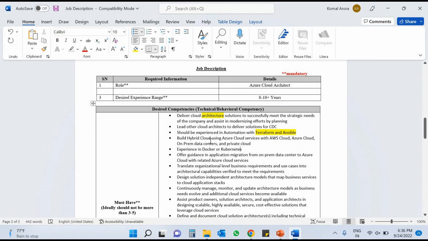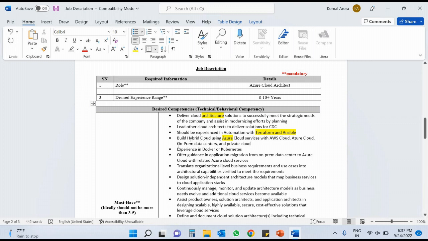Next is build hybrid cloud using Azure Cloud Services with AWS Cloud, Azure Cloud, on-prem data center and private cloud. So friend, this is a different story of the cloud. Many clouds are there. I will upload a different video specifically on the cloud. As of now, don't get confused by hybrid cloud, private cloud, public cloud. Just focus on a single cloud, that is Azure, because our main requirement is a person having experience on Azure cloud. So this hybrid cloud, just avoid this.